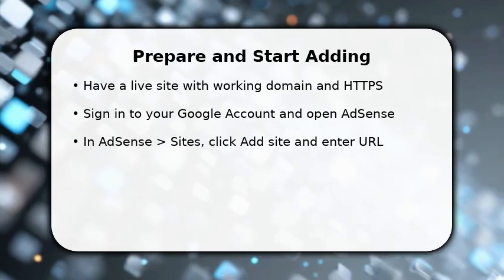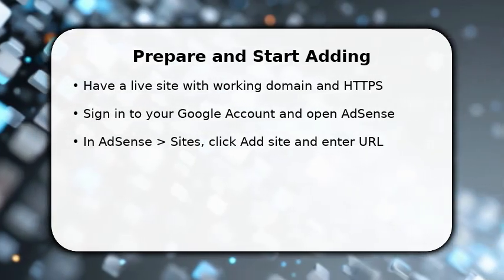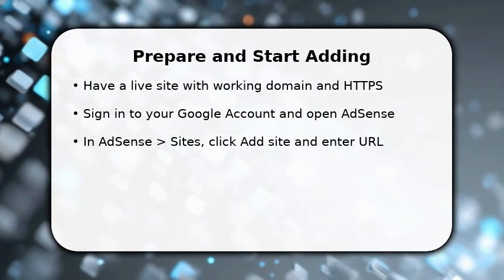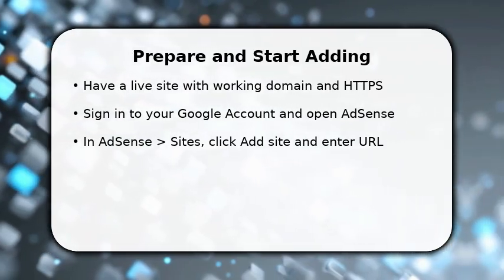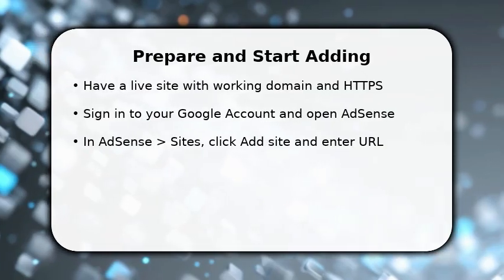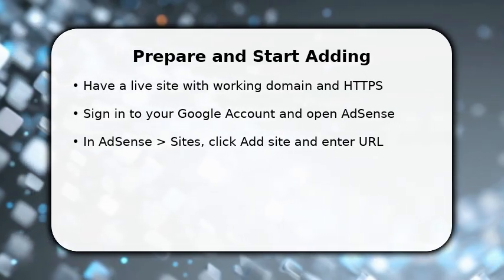You begin by confirming the essentials: a live HTTPS site and a Google account. Open AdSense, go to Sites and click Add Site, type the exact URL and submit. Once done, AdSense will give you a verification step.